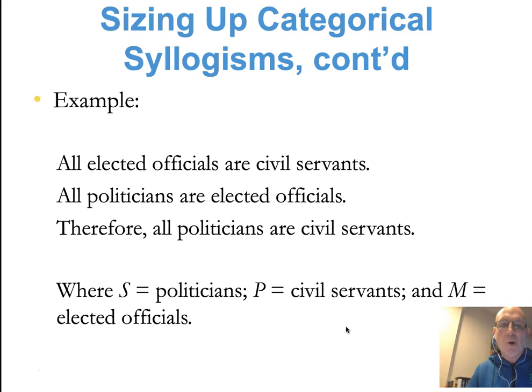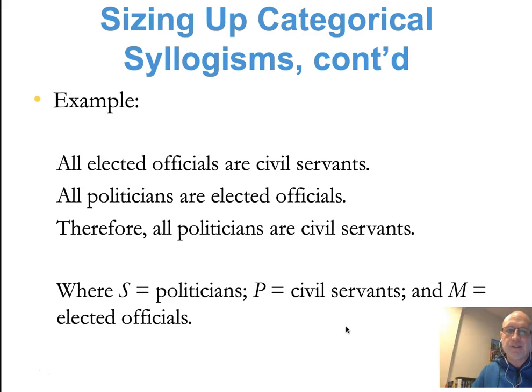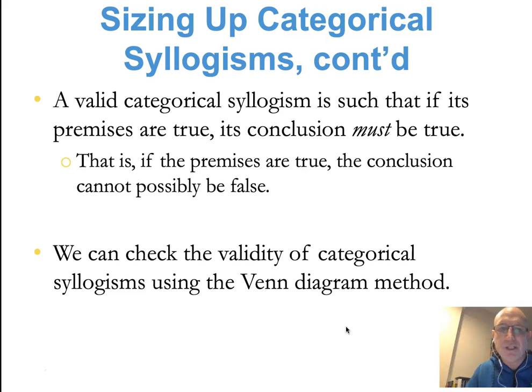For an example, all elected officials are civil servants. All politicians are elected officials. Therefore, all politicians are civil servants. Do you see how this ties together? All right, so if you go back here, all M are P, all S are M, therefore all S are P, where M is the middle term, P is the predicate term, and S is the subject term. So S is politicians, P is civil servants, and M is the middle term for elected officials. And we'll diagram this in a moment to show you how it works.